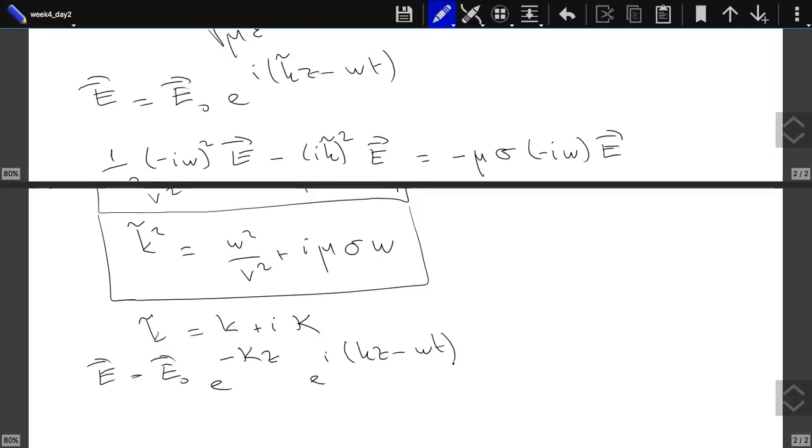So if you are creating currents, the currents will lose energy. They will convert it to heat. So the wave is losing energy because its energy is converted into heat. And as the wave is moving, it's losing its energy. That's what this exponential decay tells us.